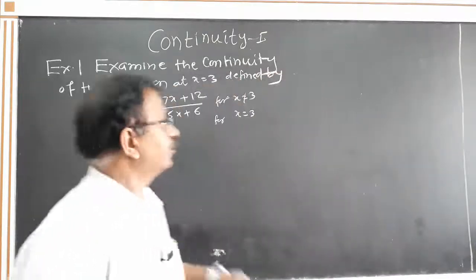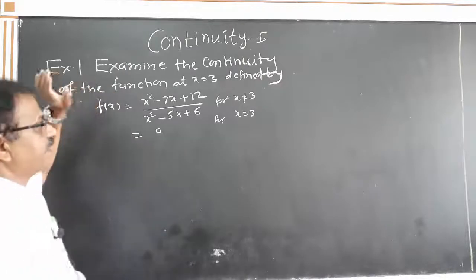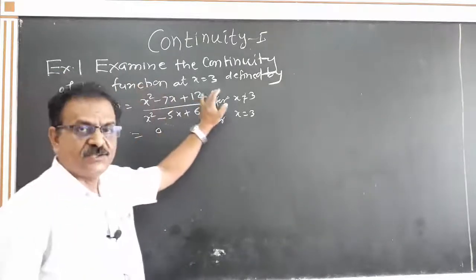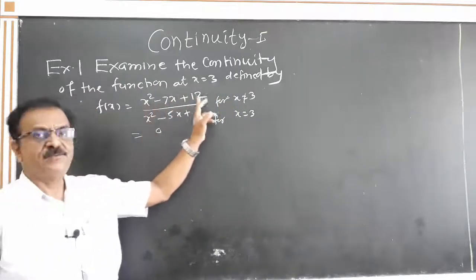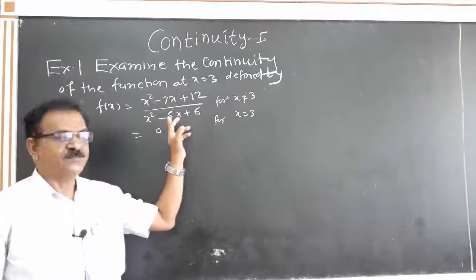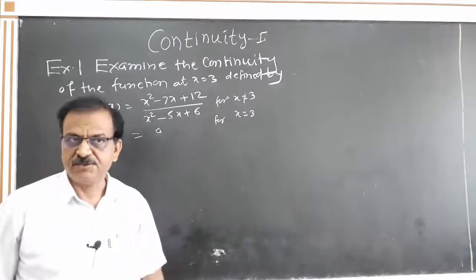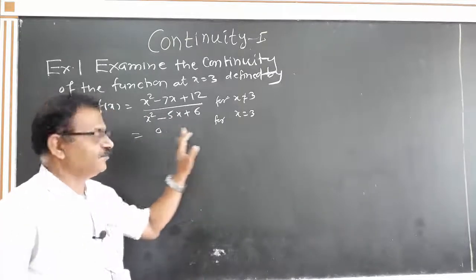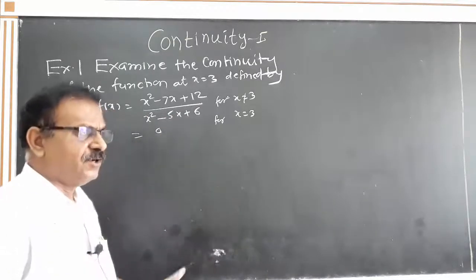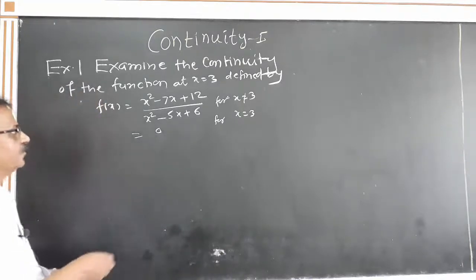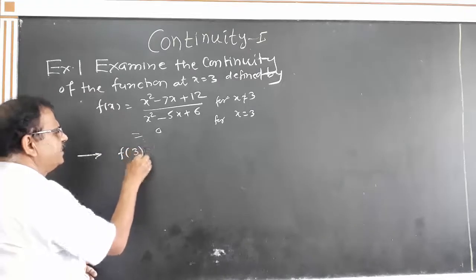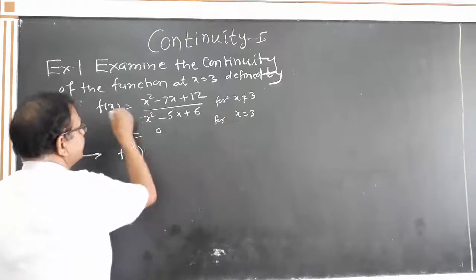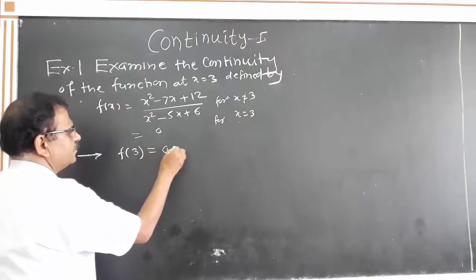Let us try to solve the problem. Examine the continuity of the function at x equal to 3 defined by f(x) equal to (x square minus 7x plus 12) divided by (x square minus 5x plus 6) for x not equal to 3 and is equal to 0 for x equal to 3. We have to check the continuity. Therefore, we require here f of 3. It is given for x equal to 3, f(x) equal to 0. That means f of 3 equal to 0. This is given thing.